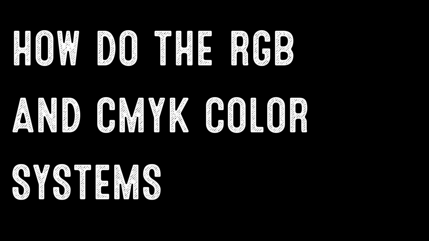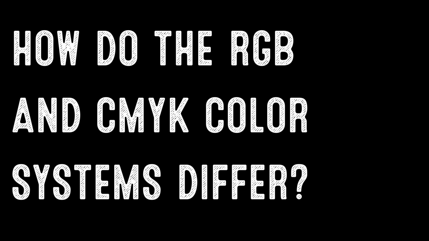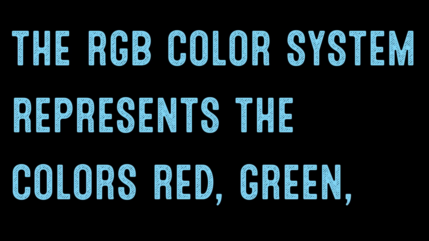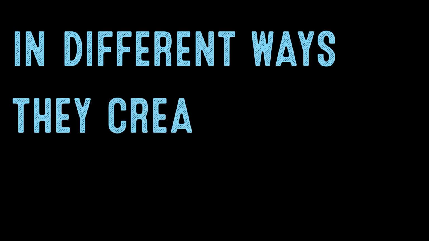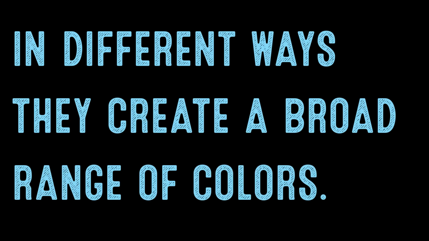The weekly code quiz. How do the RGB and CMYK color systems differ? The RGB color system represents the colors red, green, and blue. When red, green, and blue light are added together in different ways, they create a broad range of colors.